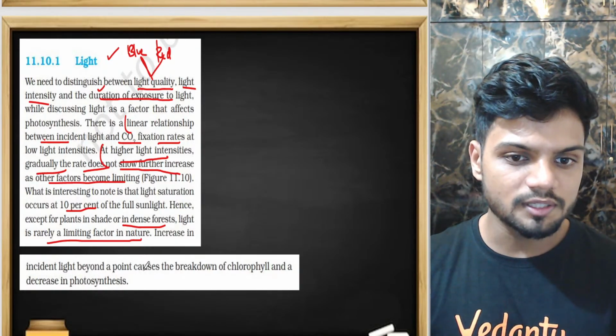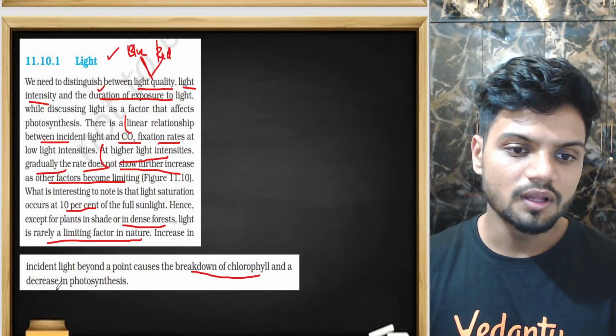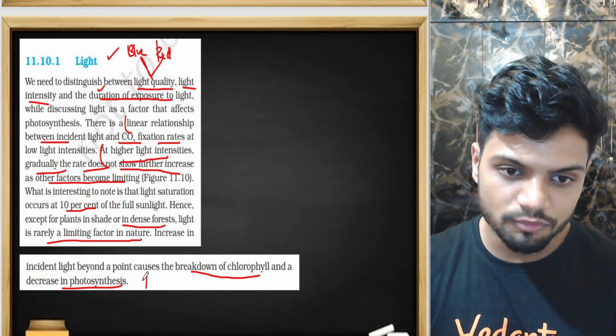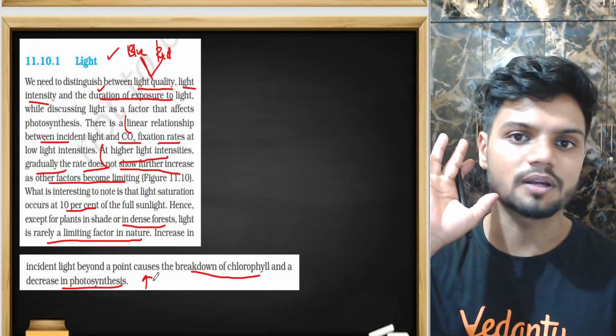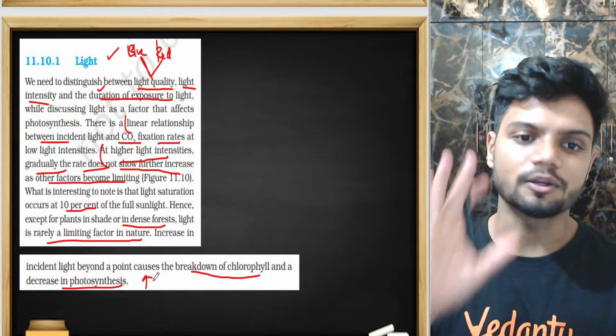Incident light beyond a certain point causes even breakdown of chlorophyll and decrease of photosynthesis. So an increase in light at a very high level is also dangerous to the plant. Plants do not require so much sunlight.